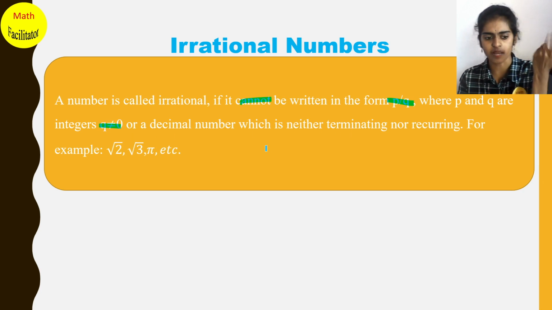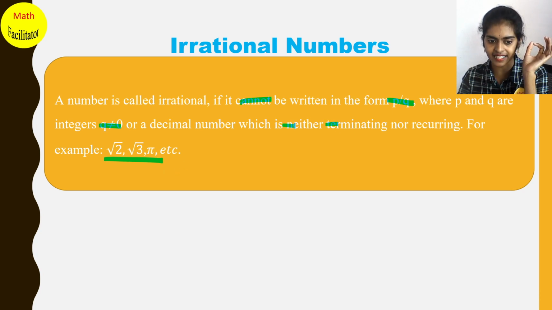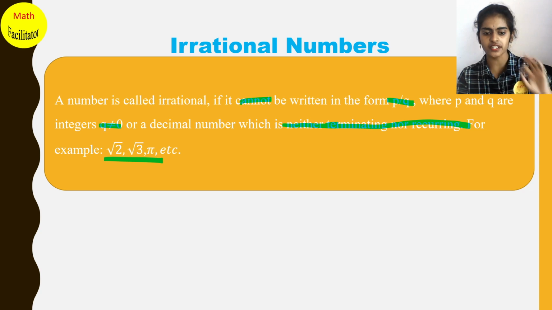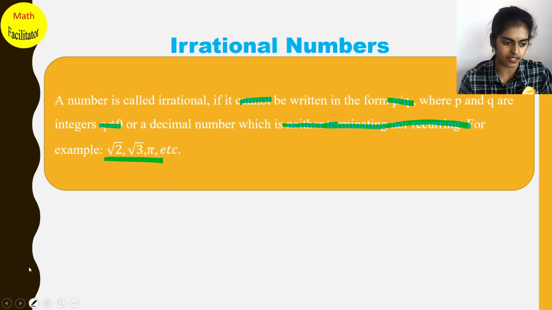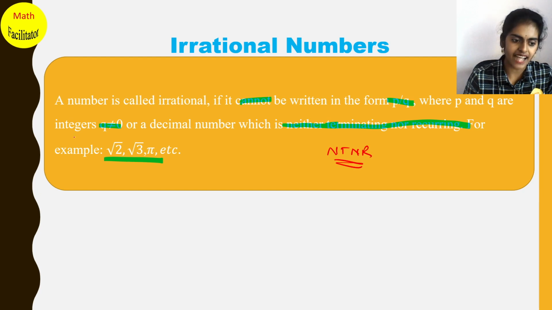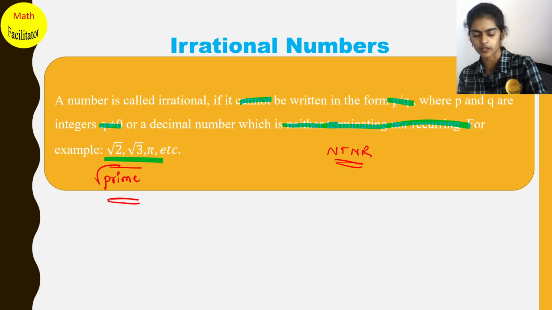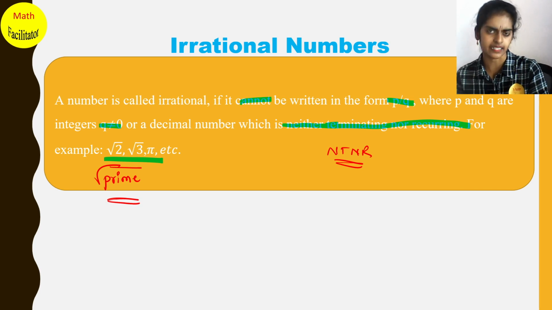Some examples of irrational numbers are root 2, root 3, root pi, and so on. Irrational numbers are neither terminating nor recurring: non-terminating, non-recurring. We have discussed this. Root over any prime number, in general, is an irrational number: root 2, root 3, root 5, root 7, anything.